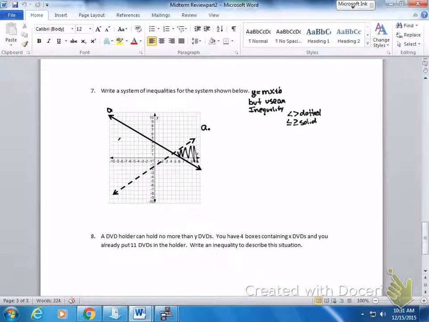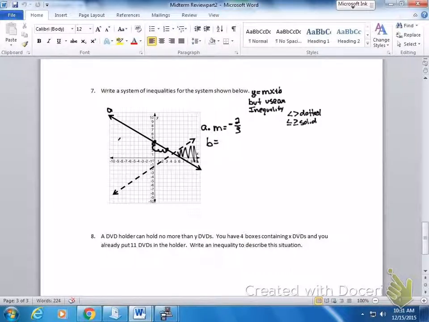Let's see, the slope is going to be negative. I'm going to go ahead and write that. And if I come down here and find two good points, like maybe 0, 4, and maybe another one here at 3, 2, my rise is 2, my run is 3, so my slope is negative 2/3.